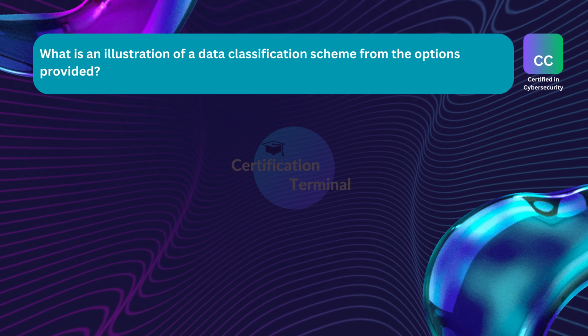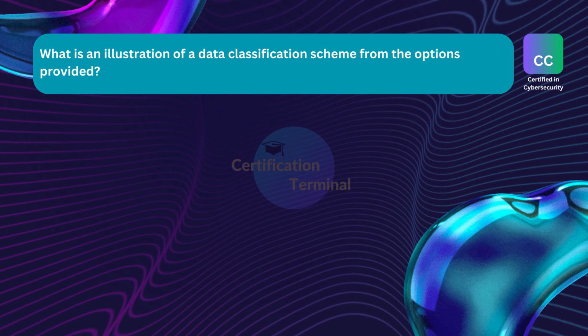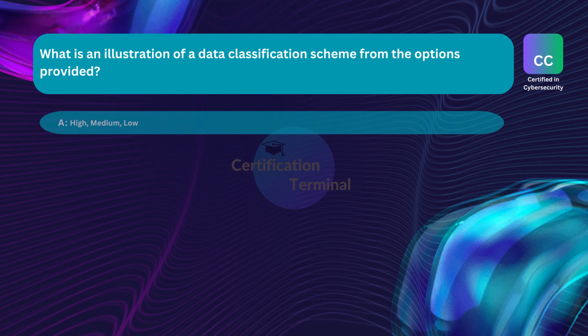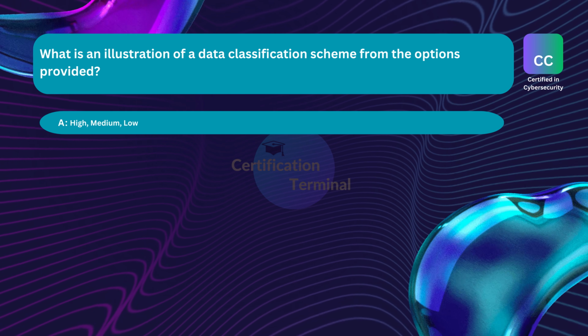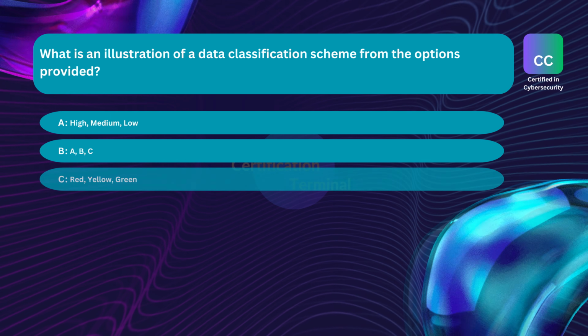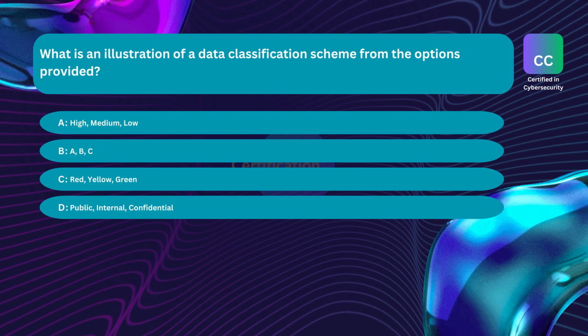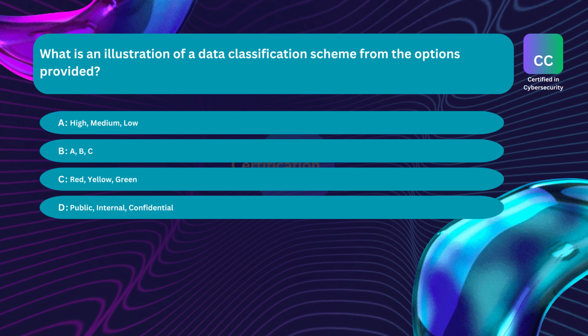Question number 9. What is an illustration of a data classification scheme from the options provided? Option A, high, medium, low. Option B, A, B, C. Option C, red, yellow, green. Option D, public, internal, confidential.